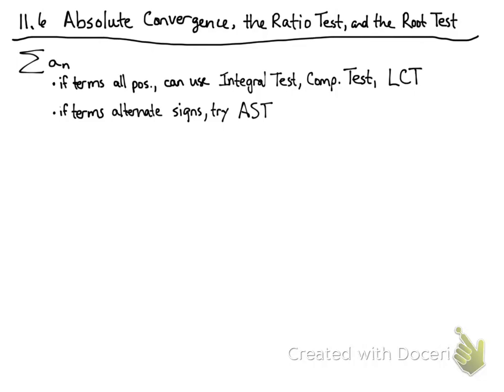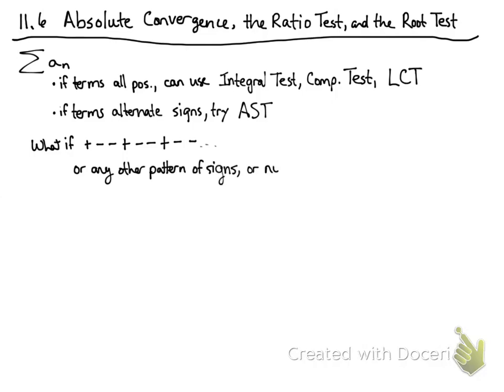But there are lots of series where they're not all positive, but they're not this nice pattern alternating either. For example, what if you had a series where the signs went positive, negative, negative, positive, negative, negative, positive, negative, negative? That's not an alternating series, but it's not all positive. So at this point, we don't have anything that will help us figure out whether that kind of series converges. Or any other pattern of signs. Or maybe the signs are a random distribution of positive and negative, so there's no pattern at all.